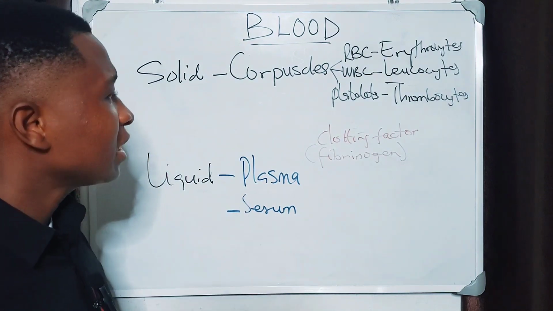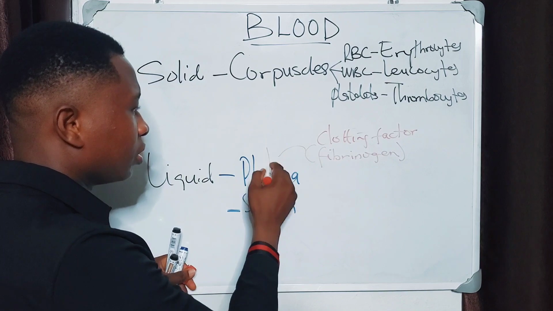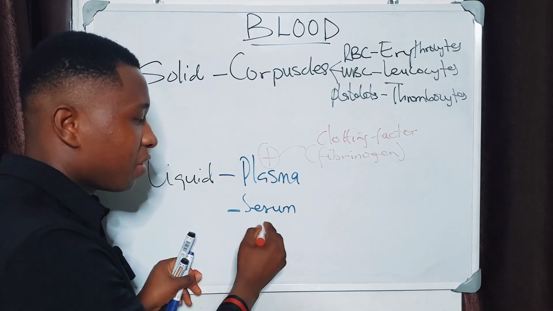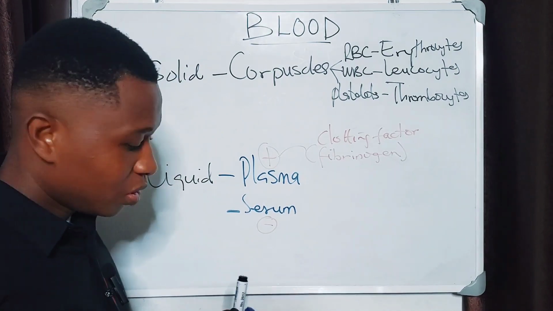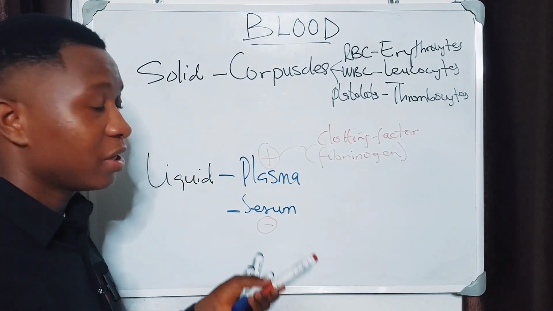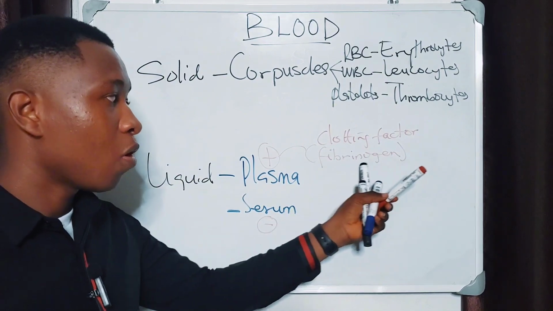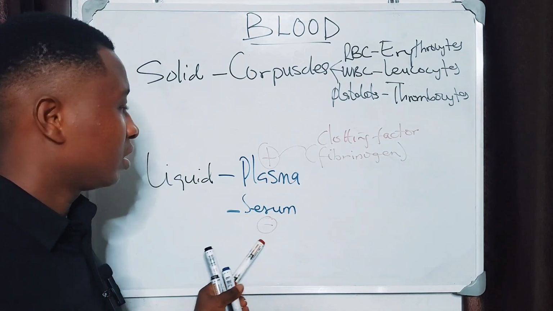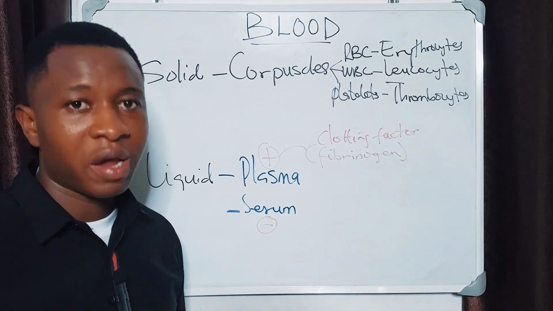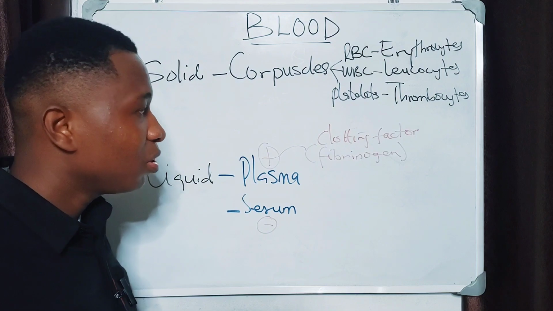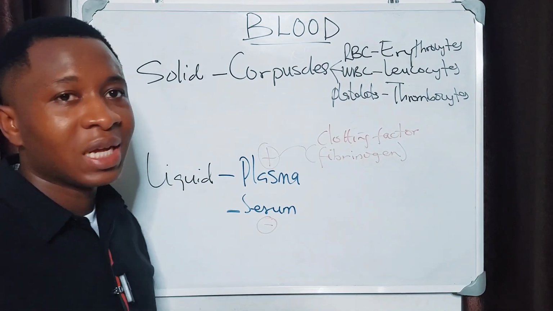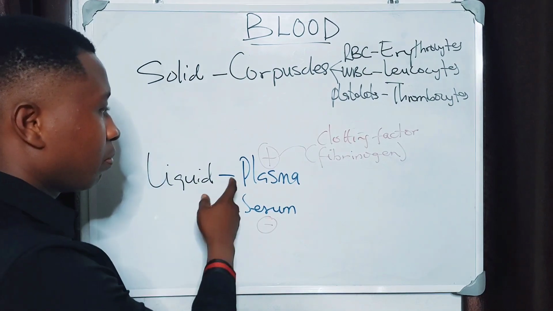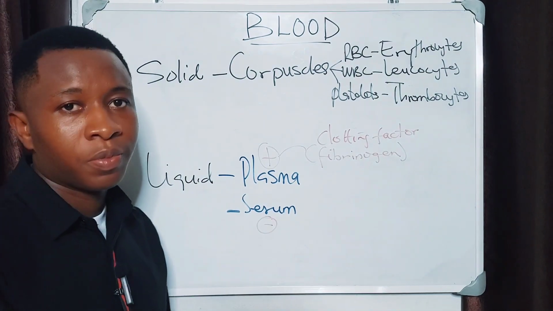Now, in the plasma, you can find the fibrinogen. So the fibrinogen is present in the plasma, but in the serum, the fibrinogen is absent. So the major difference between the plasma and the serum is the presence and absence of fibrinogen. The plasma contains fibrinogen, the serum does not contain fibrinogen. Any blood that contains fibrinogen can clot at any time. So that's the difference between the plasma and the serum.